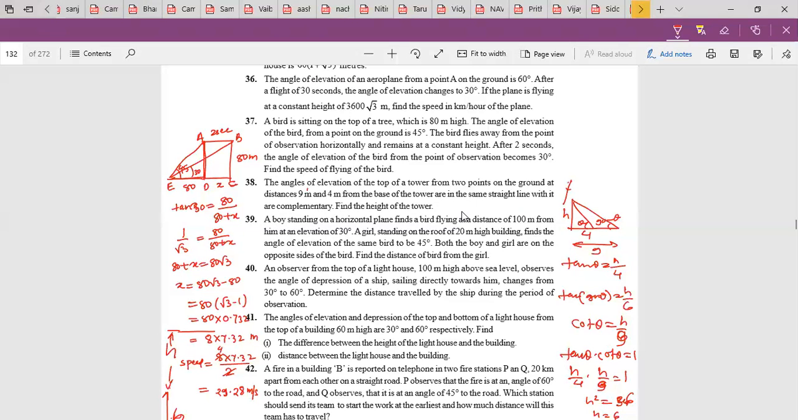Ma'am, the 39th question, when they say the bird is flying at a distance of 100 meters, is the hypotenuse 100 meters or the base? Hypotenuse. Okay. Ma'am, for the 38th one, height is 6 meters. Yes. Okay.